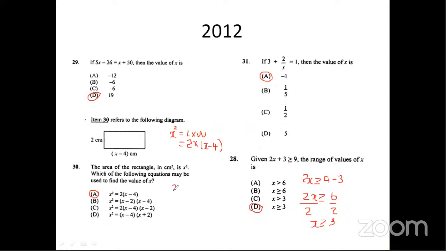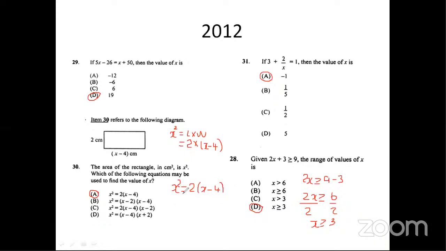So we have x squared equals 2. I'm removing that multiplication sign, just writing it as is in the answer. x minus 4. Of course, we want to get the value of x.